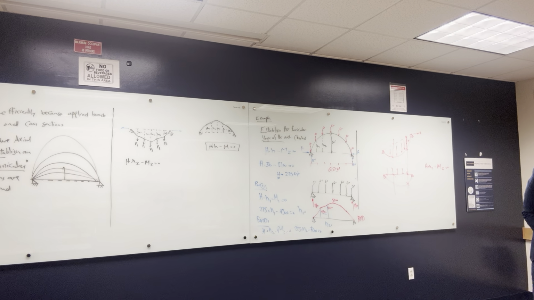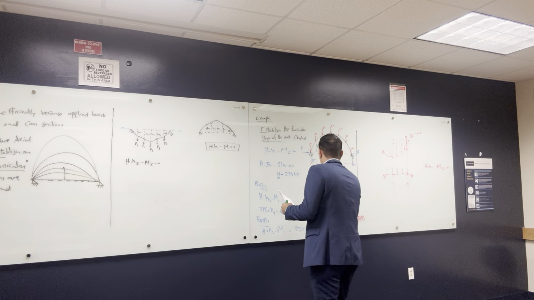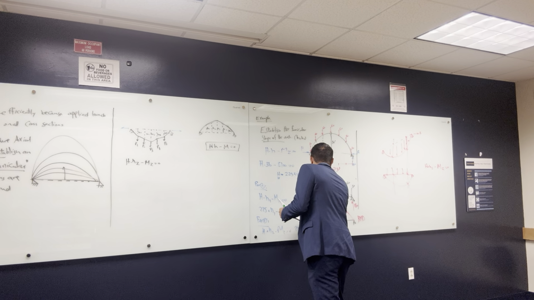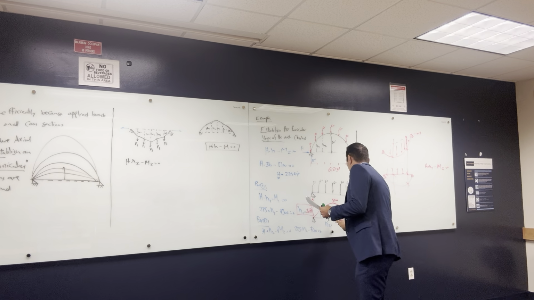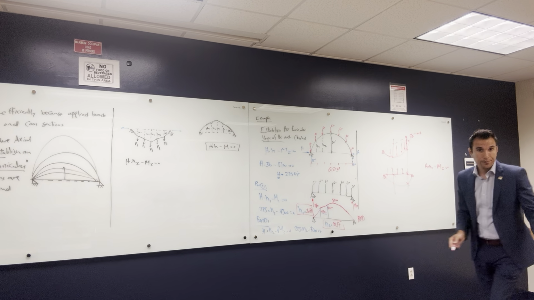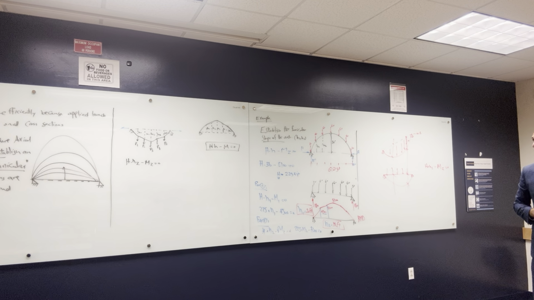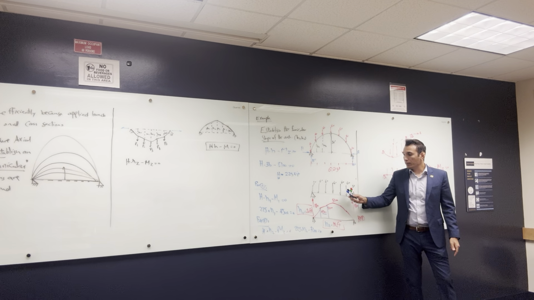So when you solve this, you will find that h1 is equal to 20 feet, and h2 is going to be equal to 32 feet. Does any of you have any problem with that? So I solved this using the general cable theory.